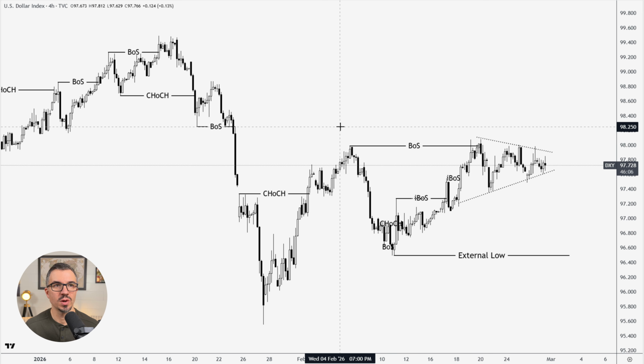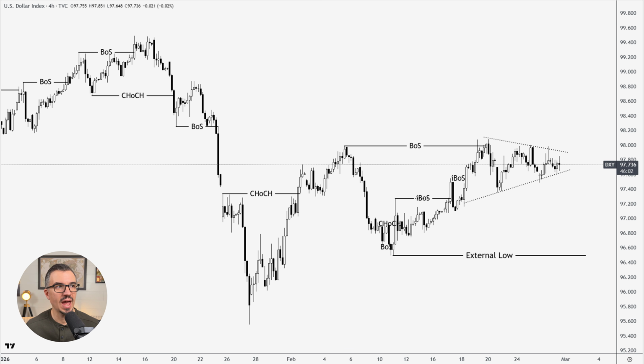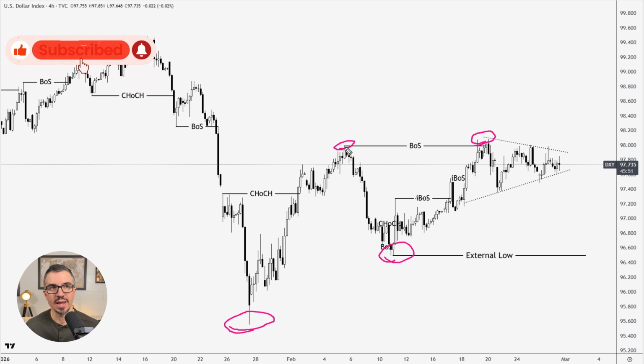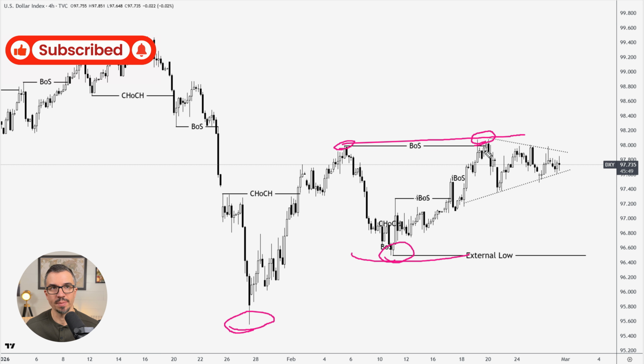So looking here at the DXY, you can see that clearly, on the 4-hour time frame, we have these external lows down here. So external low, and then we also have these highs up here. Now, this right here is technically our external high, because now we've had a pullback into this range following the BOS up here.